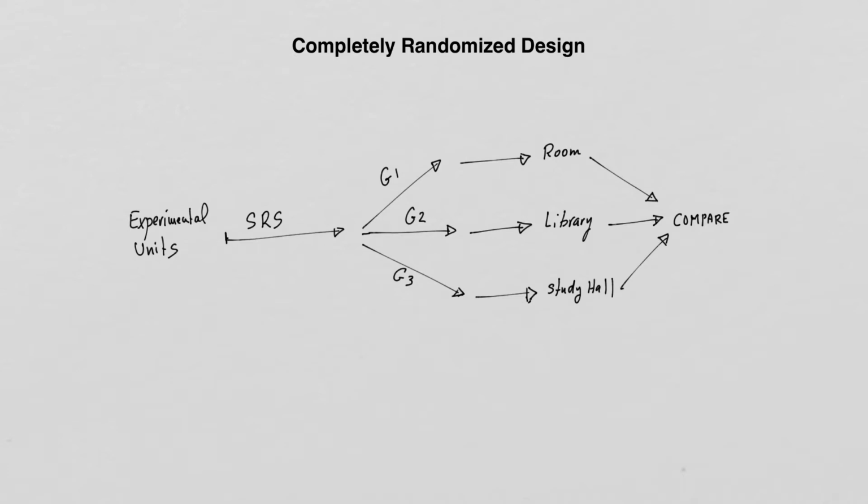So I'm going to begin with the first one, which is probably the simplest. It's called completely randomized design. So let's say you have a private boarding school, and they want to know the best place for students to study. And let's say they are only exploring three areas: students studying in their room, students studying in the library, or study hall, like students studying in the presence of a faculty member. And so obviously, the experimental units are going to be students in this case.